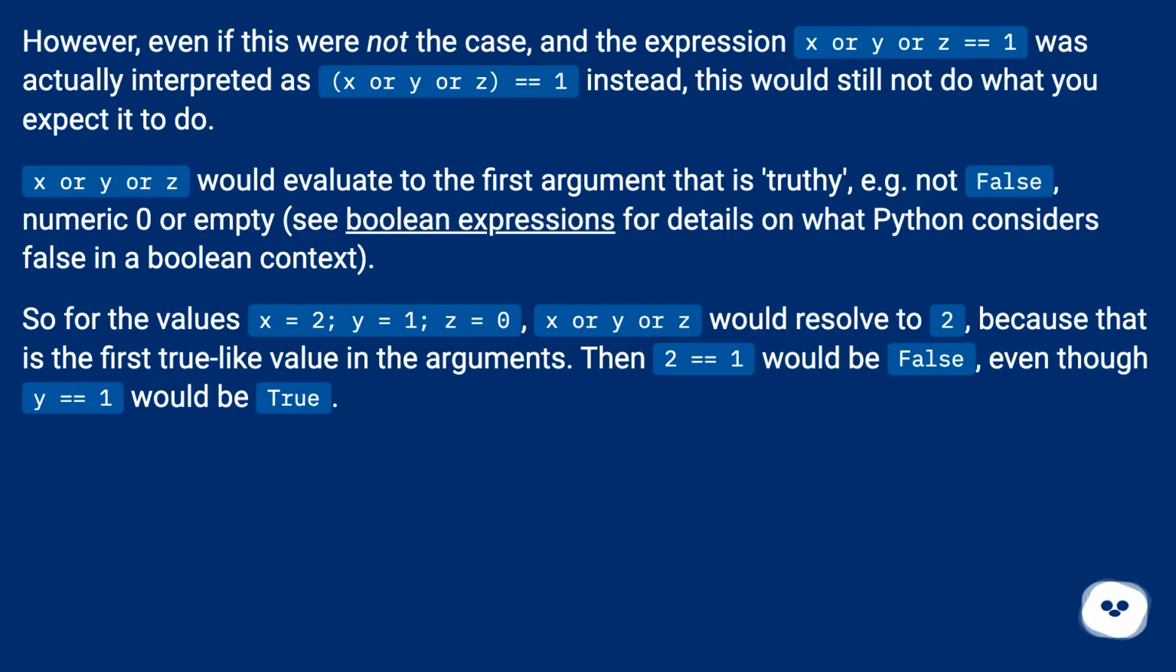So for the values x equals 2, y equals 1, z equals 0, x or y or z would resolve to 2, because that is the first true-like value in the arguments. Then 2 equals 1 would be false, even though y equals 1 would be true.